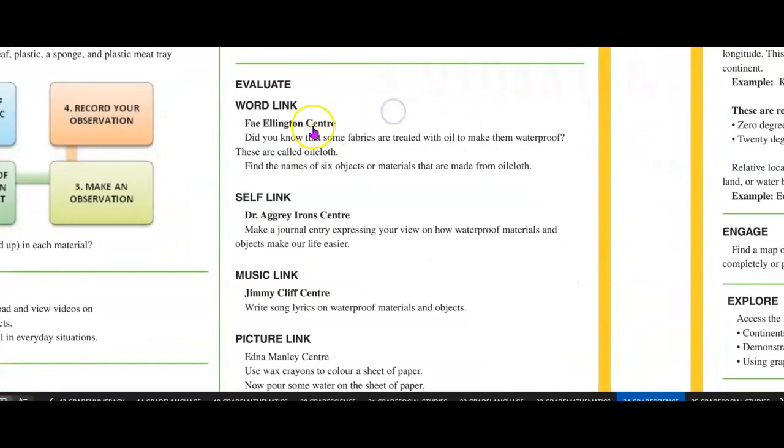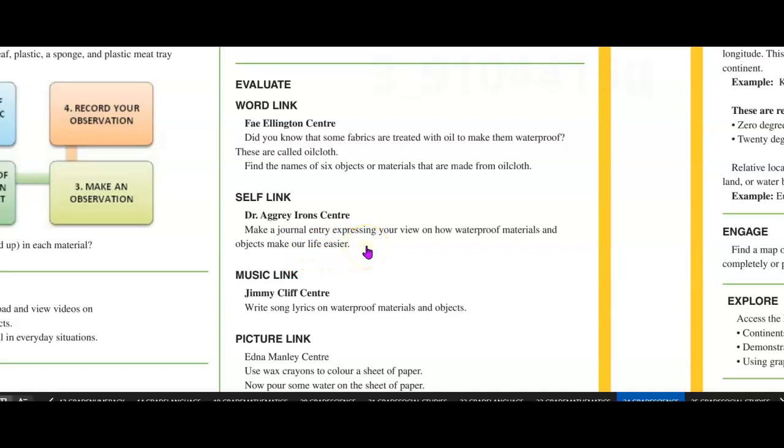Evaluate. So here we go. Word link, from the Ellington Center. Did you know that some fabrics are treated with oil to make them waterproof? These are called oilcloth. Find the names of 6 objects or materials made from oilcloth. Self link, from the Agri Irons Center. Make a journal entry expressing your view on how waterproof materials and objects make our life easier.